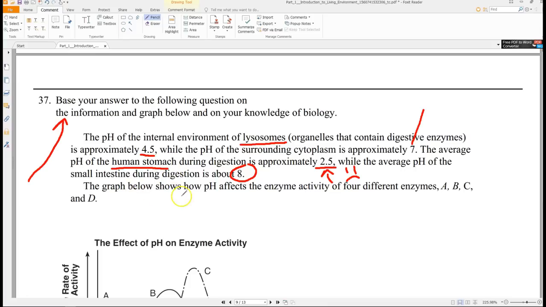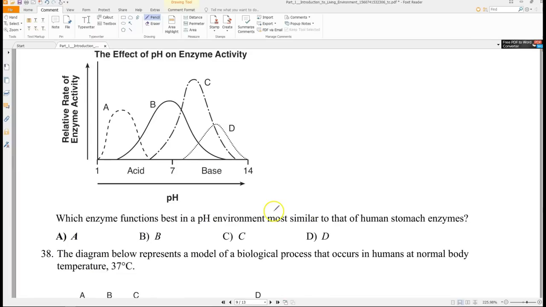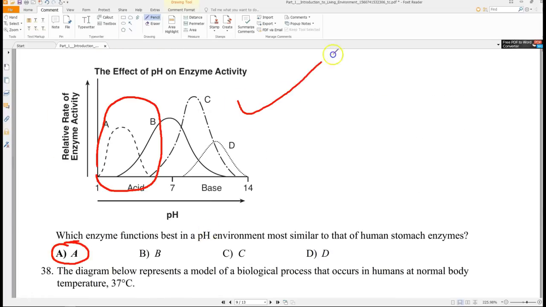The graph below shows how pH affects the enzyme activity of 4 different enzymes, A, B, C, and D. So we have A, B, C, and D, 4 different enzymes that work in 4 different pH scales. First question, which enzyme functions best in a pH environment most similar to that of a human stomach? Human stomach is acidic, around here. A would be the best answer. We're done with this question.